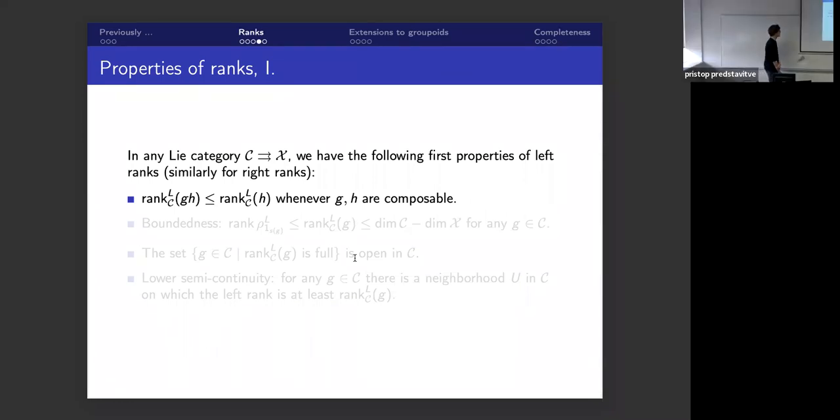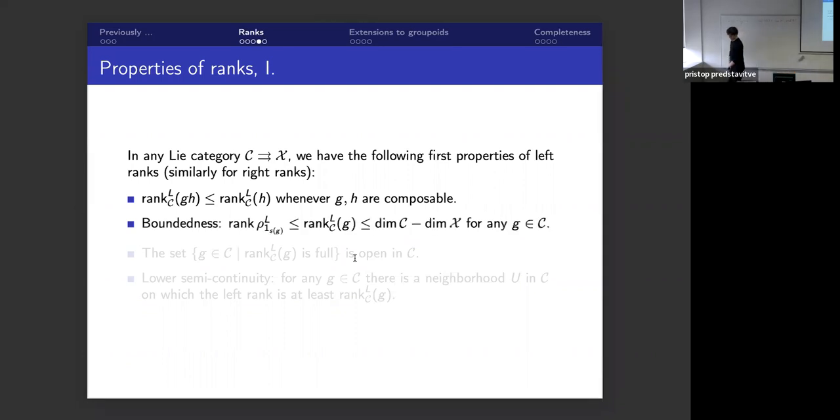So the general properties would be the following. First of all, this one is easy, right? Because the left multiplication by the product of 2 composable arrows is nothing less than the composition of the respective left translations, right? And of course, what you need to use in the end is the fact from linear algebra that this is less or equal to these. So this first property is really simple.